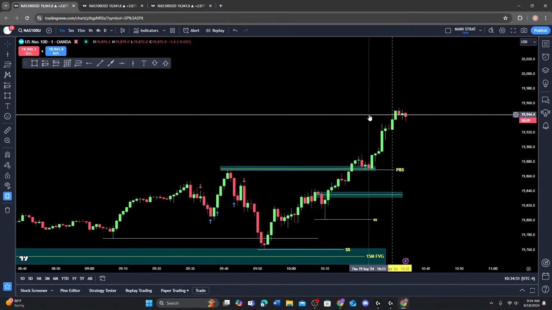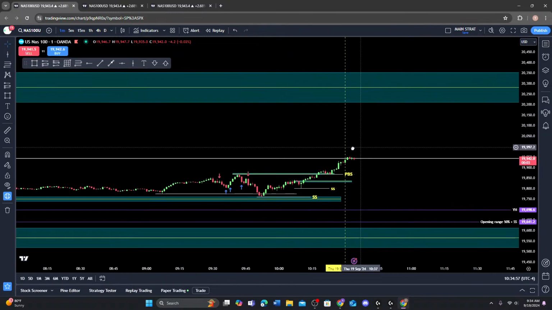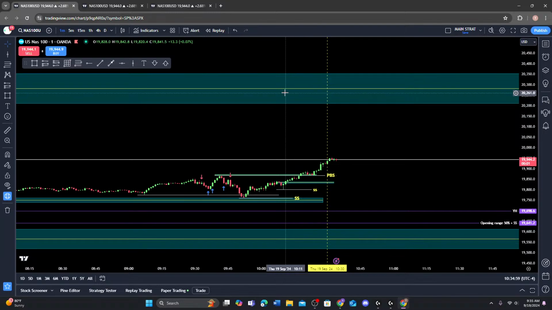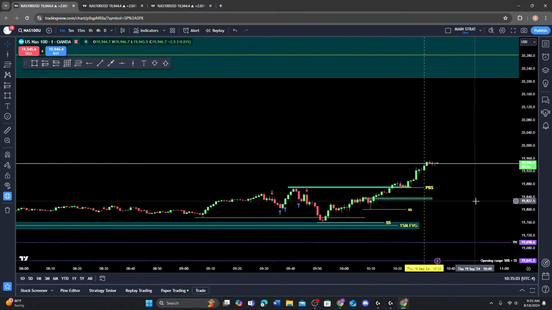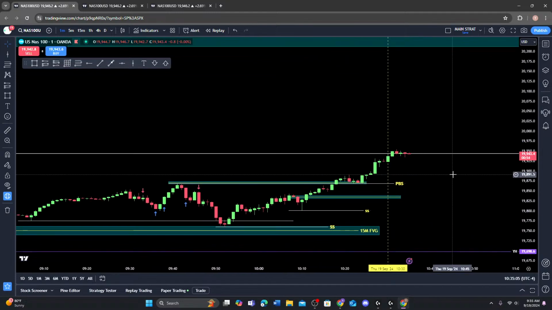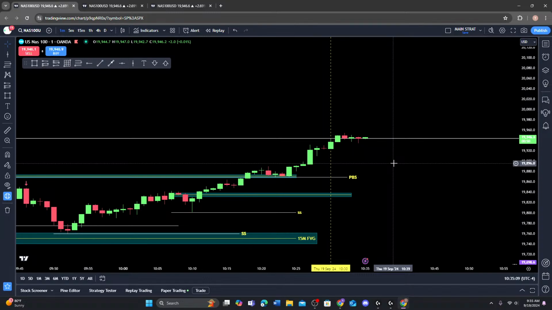All right, we took out our major buy side, and here, let's see, we have the fair value gap that we marked out on the time frame up here. I'd be very surprised if we reach towards that today, but you never know. Today is a huge range day.